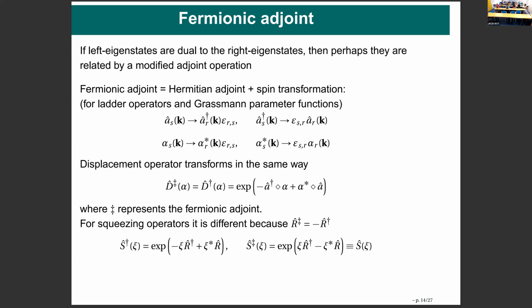The interesting thing is, now I'm going to represent my fermionic adjoint with this double dagger. The Hermitian adjoint and the fermionic adjoint of the displacement operator are the same. So it doesn't matter whether I use the fermionic adjoint or the Hermitian adjoint for the displacement operator, it's the same. But it's not for the squeezing operator. For the squeezing operator, the Hermitian adjoint comes out to be something else. The fermionic adjoint reproduces the original squeezing operator. So that remains the same.